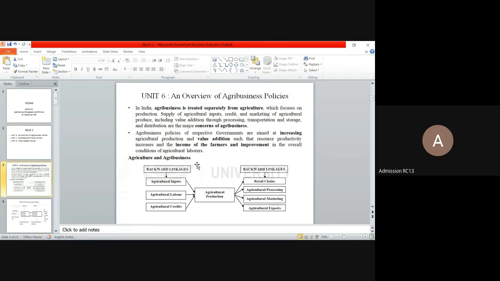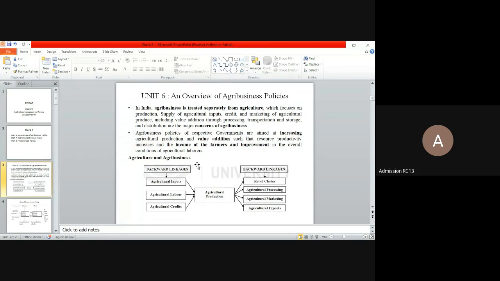Further, it is linked with retail chains, agricultural processing, agricultural marketing and agricultural exports. Once the agricultural production is done, they have to take it up. That should be forward linkage; it is labeled backward linkage in the material itself, so you can correct that and rewrite it in the IGNOU material. After production of the agricultural produce, you have to take it either for retailing or for wholesaling. Even if you want to go for retail chains, you have to go through wholesale chains. That's why they have given the entire final linkage.